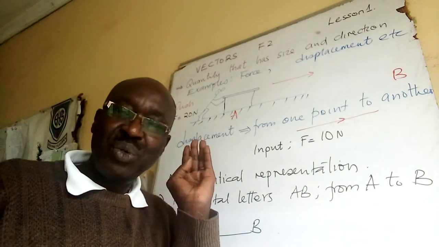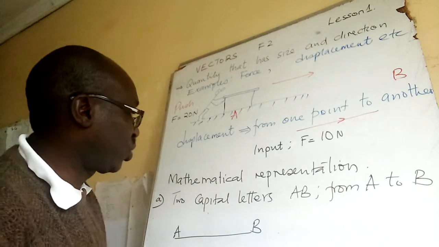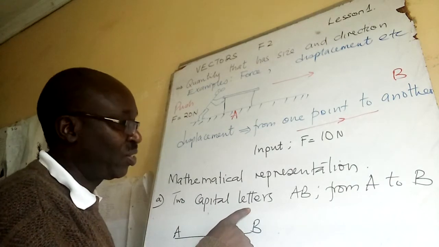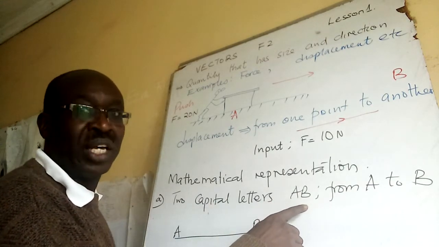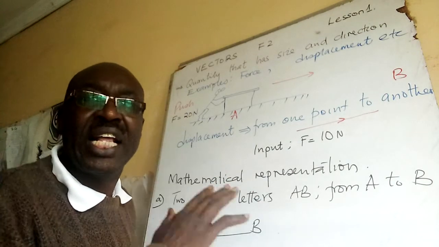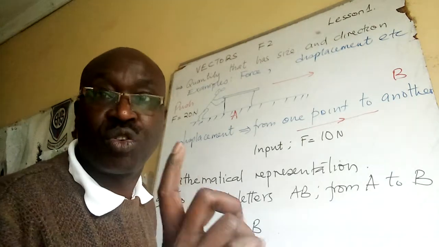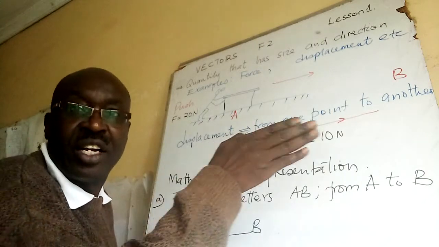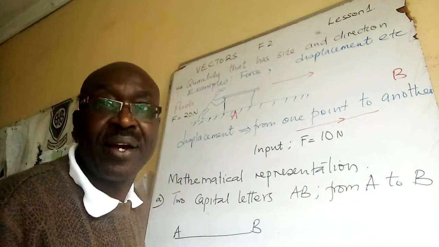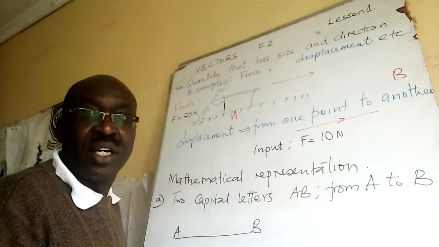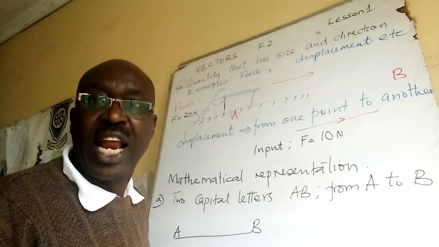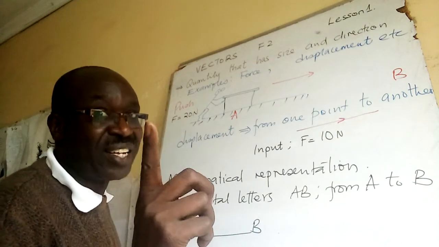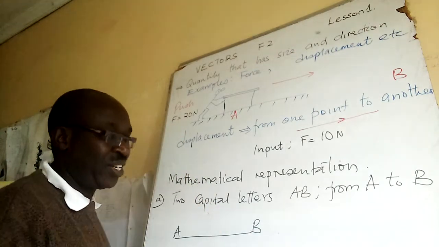So you see, I can use 2 capital letters, from A to B. So when I write for you AB, its interpretation is: you were here, you went there. From A to B, direction is specified using capital letters. And then we can now measure the length to give us magnitude, size. And size has figures.